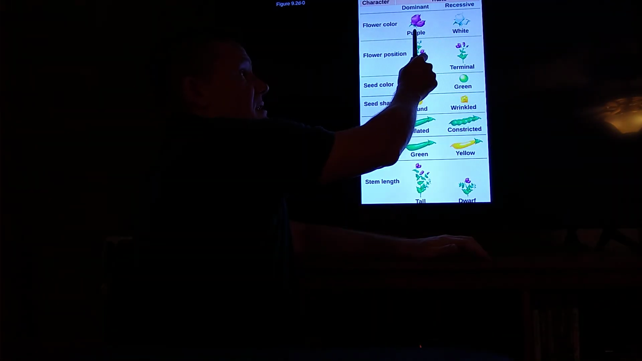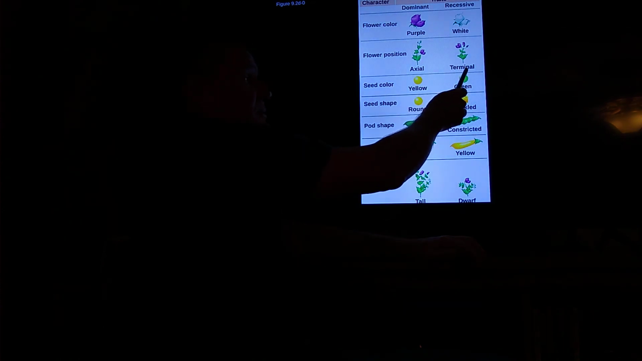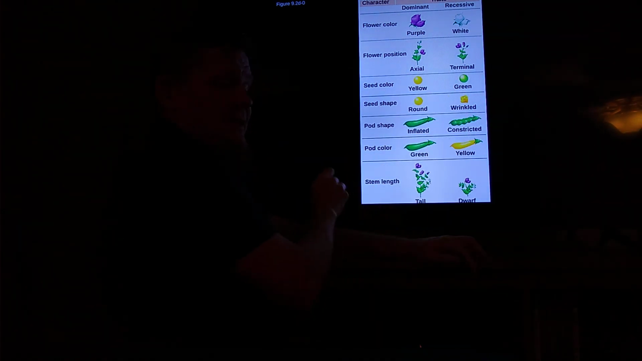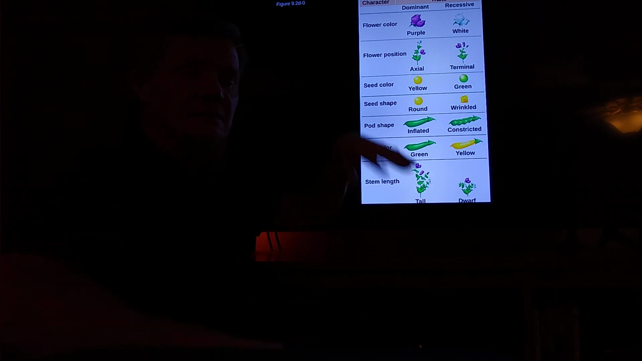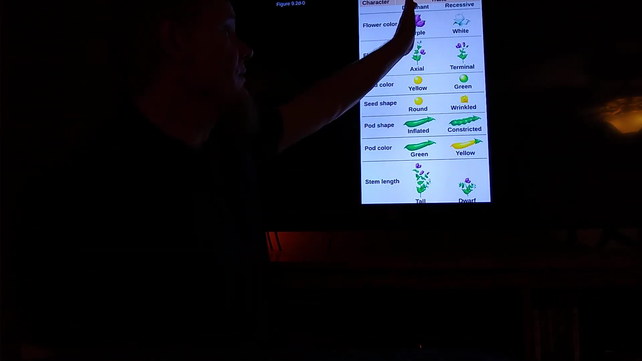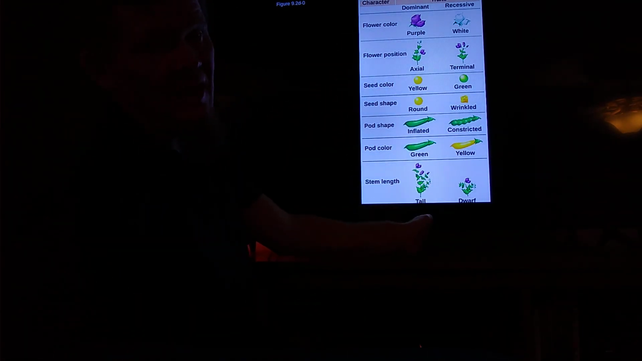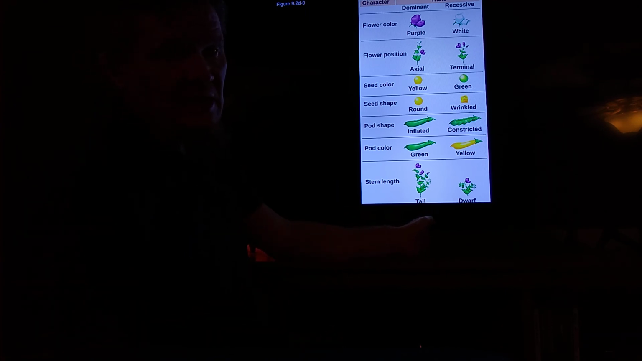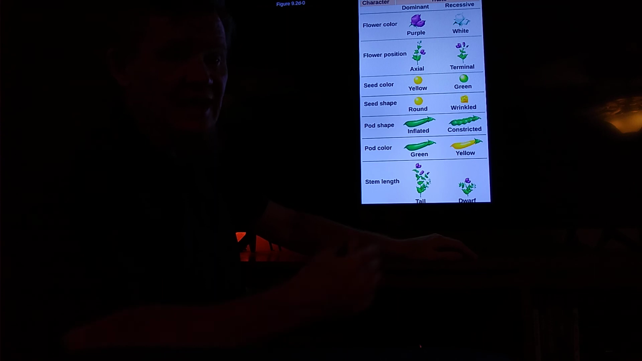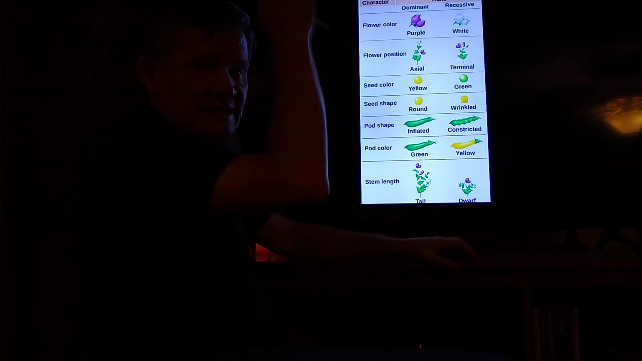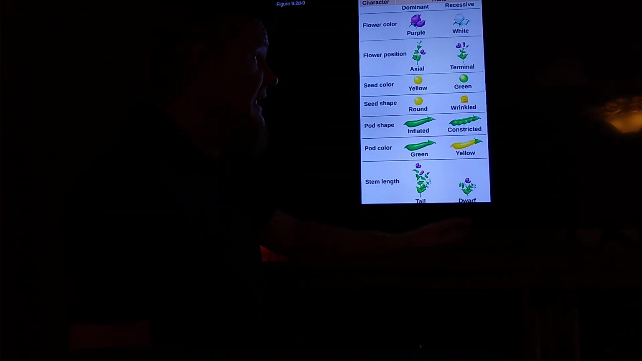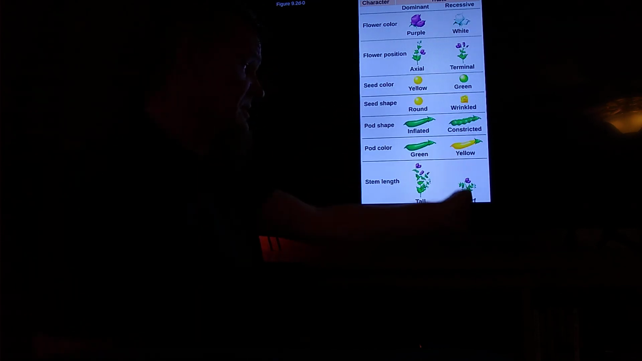True breeders for this, true breeders for that, true for this, true for that, all the way down. In this particular picture, all of the ones in this first column are the dominant trait. If you look at the way I listed them in the previous slides, the first trait listed is the dominant version, and the second trait over here is the recessive.